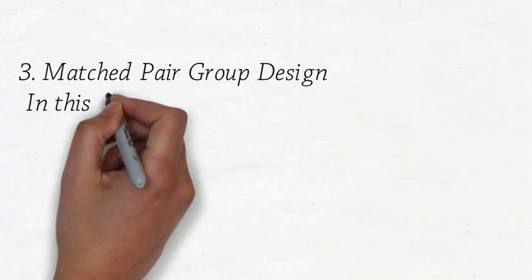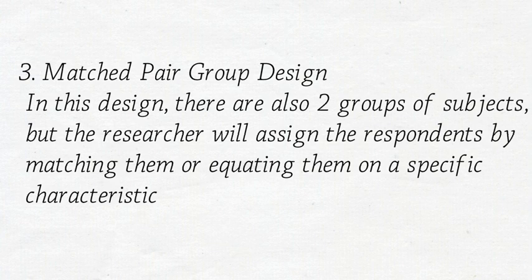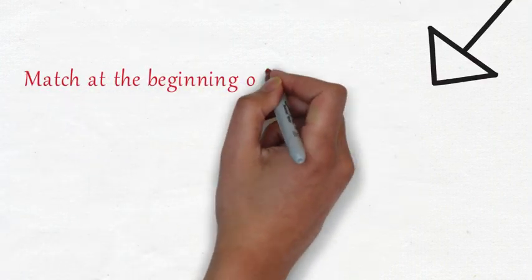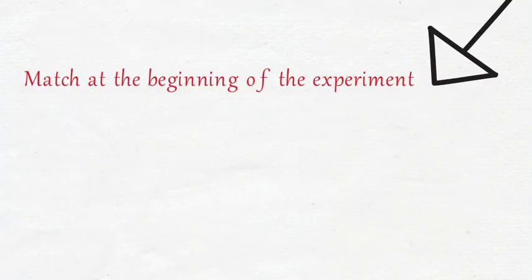Next, we have match pair group design. In this design, there are also two groups of subjects, but the researcher will assign the respondents by matching them or equating them on a specific characteristic. Now, we could do this in two ways. First, imamatch muna natin sila at the beginning of the experiment.